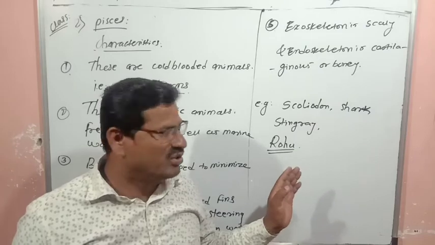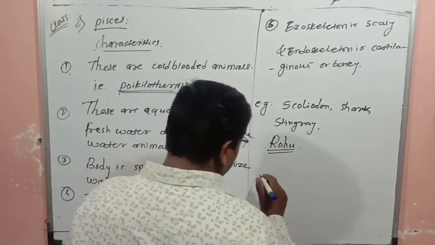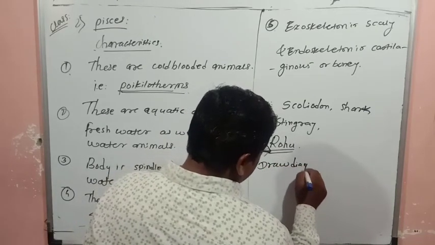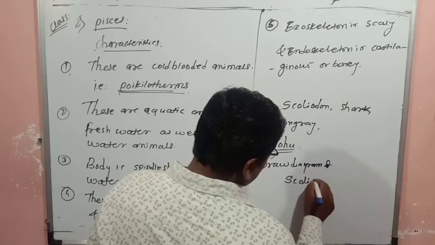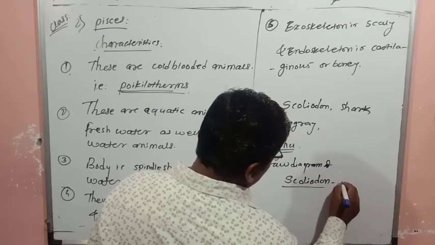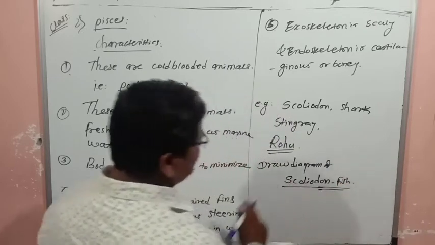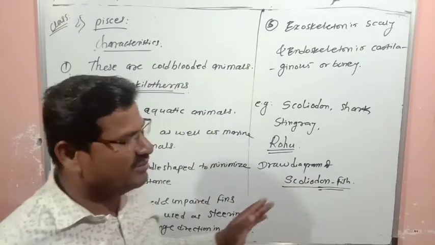So their diagram also you can draw. You have to draw the diagram of squaliodon or any fish. You have to draw it from the textbook. So draw the diagram of the squaliodon from the textbook. Its diagram is given in the textbook.